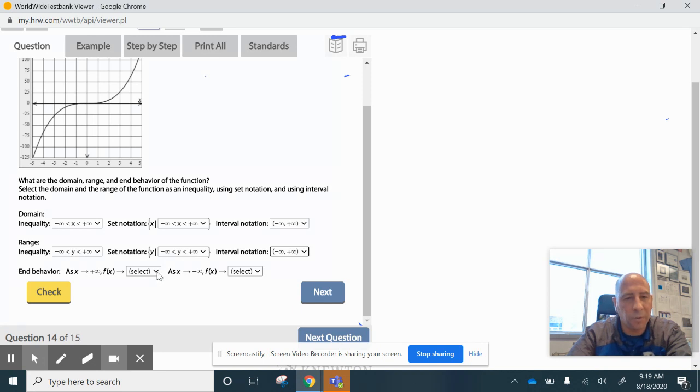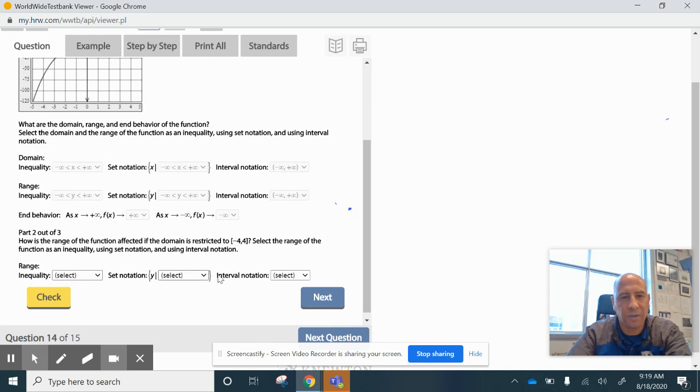All right, so end behavior. As x is approaching positive infinity, it's going to positive infinity because it's going up. Now as x approaches negative infinity, it's going down to negative infinity. Check.